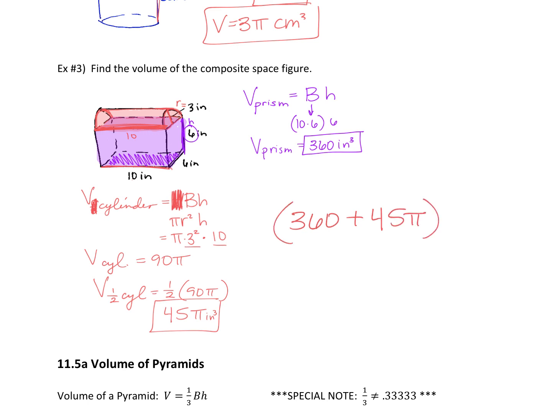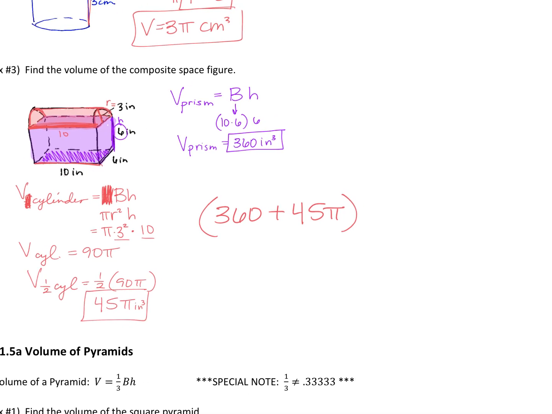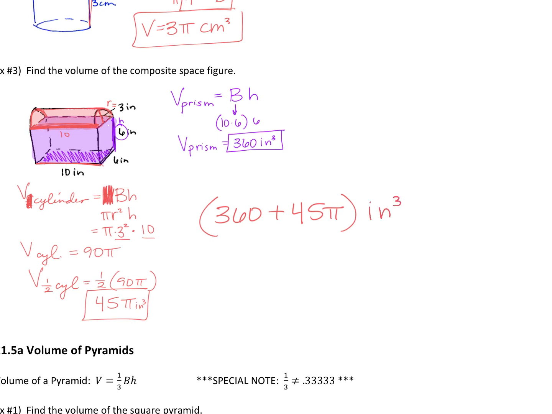Can you combine 45 pi and 360? No. No, one has a pi, one doesn't. So don't add those together and make it what would that be? 405 pi? Don't do that. So this is exact.